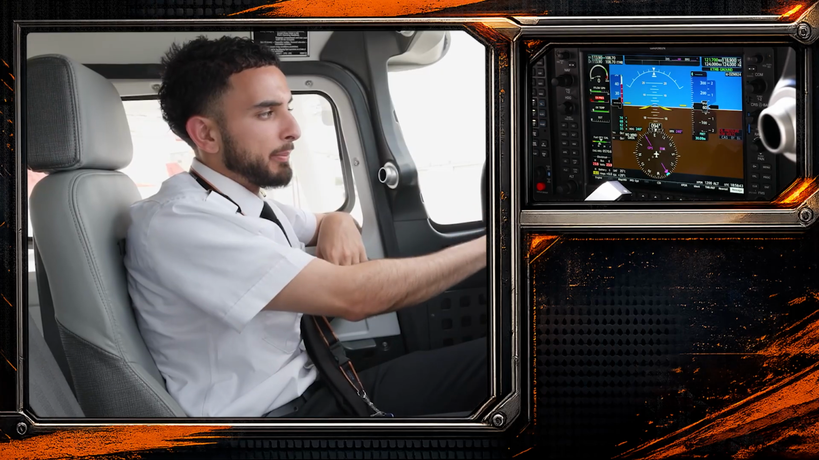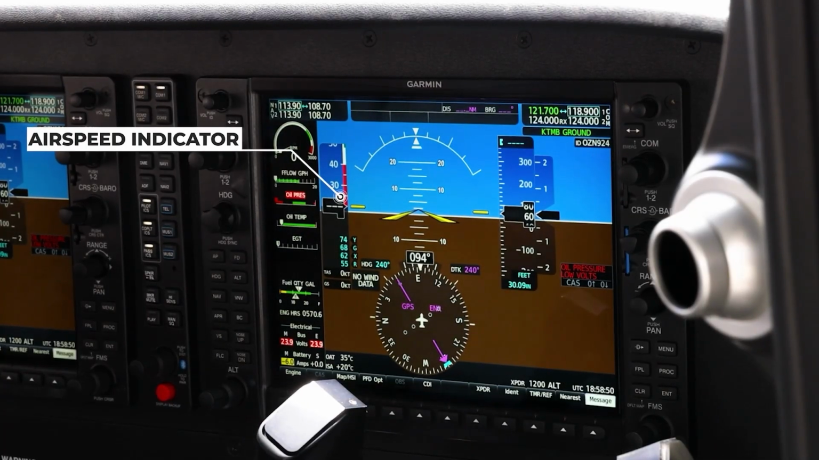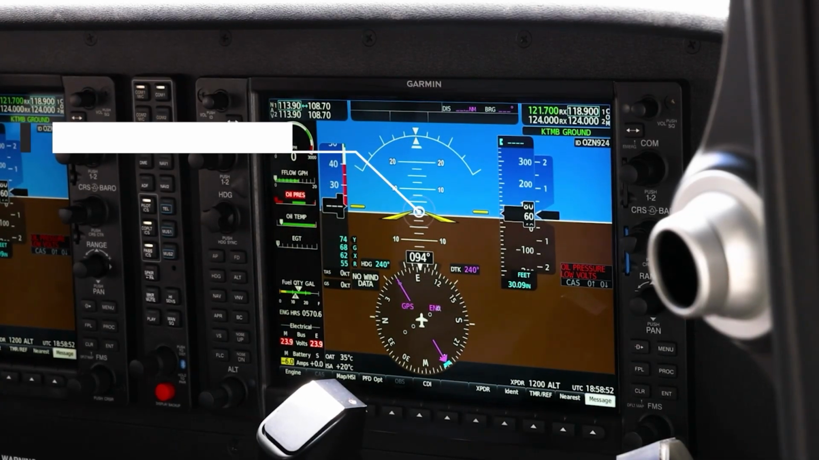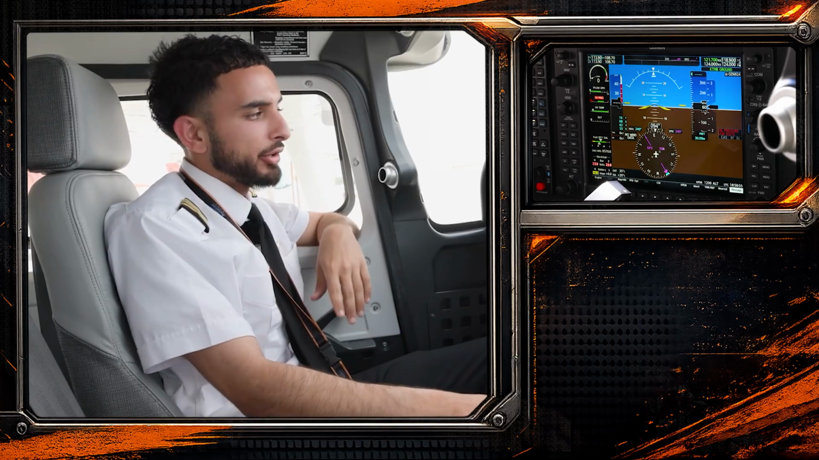Right here is the big bulk of all the information. So this portion of it is the airspeed indicator. We also have blue over brown here. This is the attitude indicator. It's our little yellow chevron, which is our miniature aircraft.